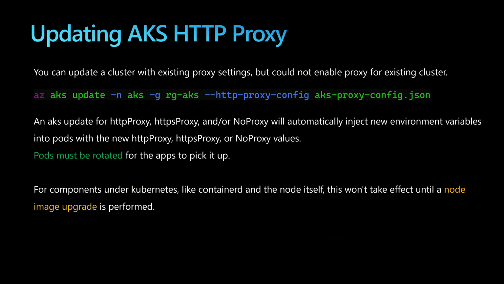Now once the HTTP proxy configuration in AKS is created, you can update it. So you can update the variables like the HTTP and HTTPS proxy, the no proxy values, and the CA certificate. But here pay attention to the following. The new values for the environment variables will not be applied immediately into the pods and the nodes. So for the pods, you will need to rotate your pods. You need to redeploy them, delete them and redeploy them. And for the internal Kubernetes components like containerd and the node itself, you will need to perform a node image upgrade, because those environment variables will not take effect until you restart those workloads.